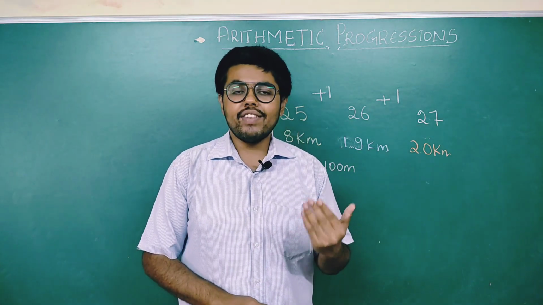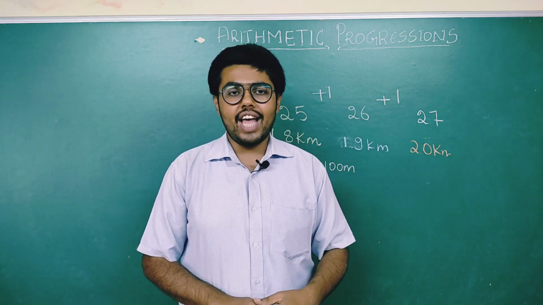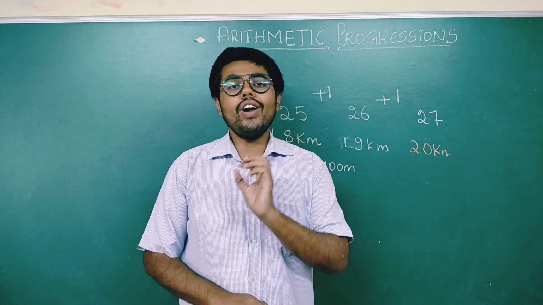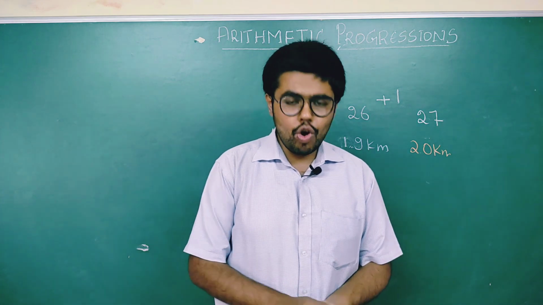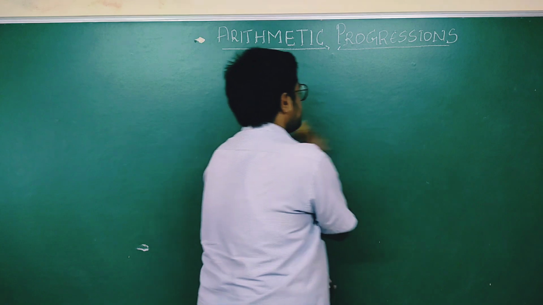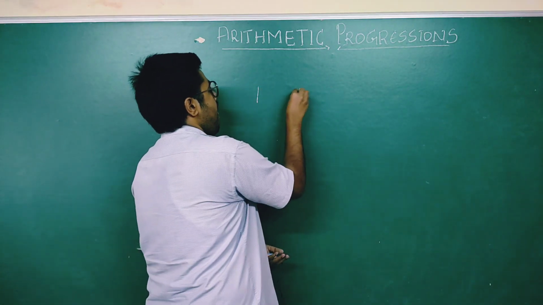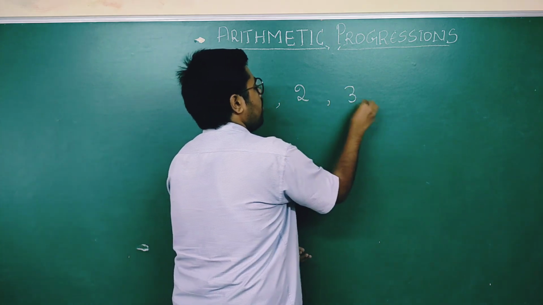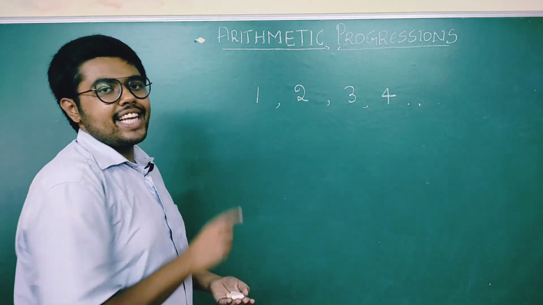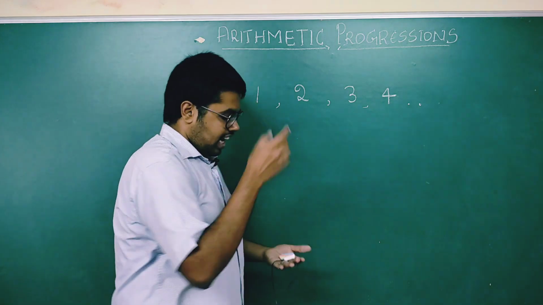If you observe this pattern, this is a very simple pattern. What is the thing that you can observe? You can observe that there is a common difference, one number which is increasing or decreasing. Now let me put a few examples on your board, a few series of numbers. I have a few examples: 1, 2, 3, 4 and so on. This is a series. So these series are called arithmetic progression. I'll come back to it later.